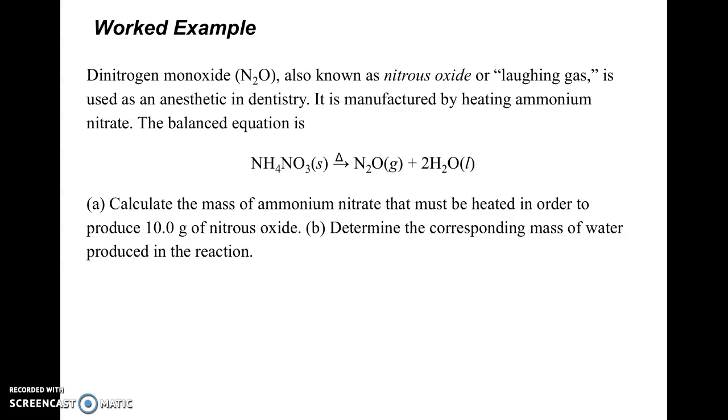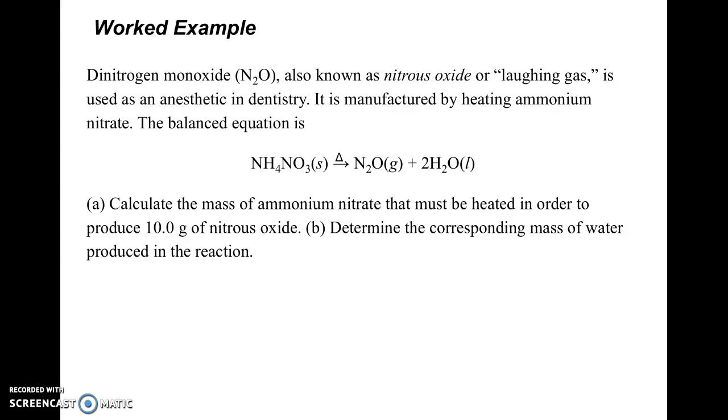Here's a second one, and I'm going to let you take a little time to look at these, but you have nitrous oxide or laughing gas, and it's an anesthetic used in dentistry, and it's manufactured by heating ammonium nitrate. And here's the balanced reaction for that. And you can see we get N2O as a gas and liquid water. So now we want to calculate the mass of ammonium nitrate that would have to be heated in order to produce 10 grams of nitrous oxide, and then see how much water is also produced.